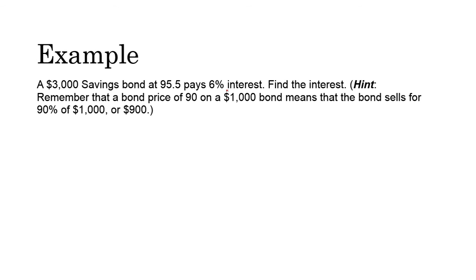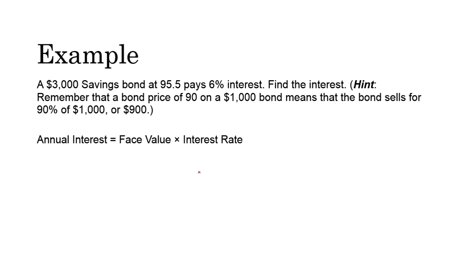So here's an example. We have a $3,000 savings bond at 95.5, pays 6% interest. We want to find the interest. So keep in mind, a bond price of 90 on $1,000 means the bond sells for 90% of 1,000, which is only $900.